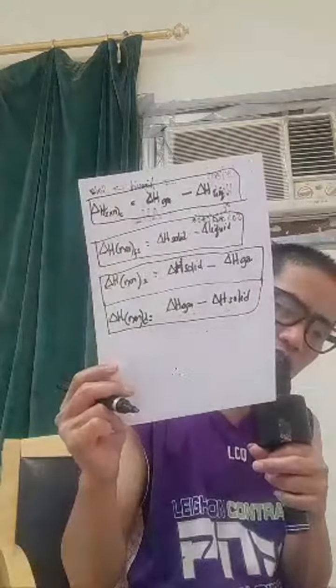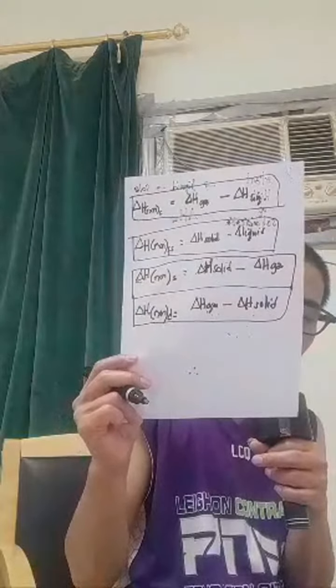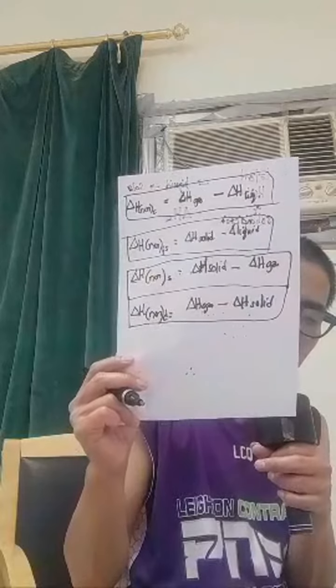Now we have the deposition. Delta H reaction deposition is letter D, right? Deposition is a change from gas to solid. So delta H gas minus delta H solid. Okay? This is the enthalpy change of the reaction of deposition. It is equal to the enthalpy change of a gas minus the enthalpy change of a solid.